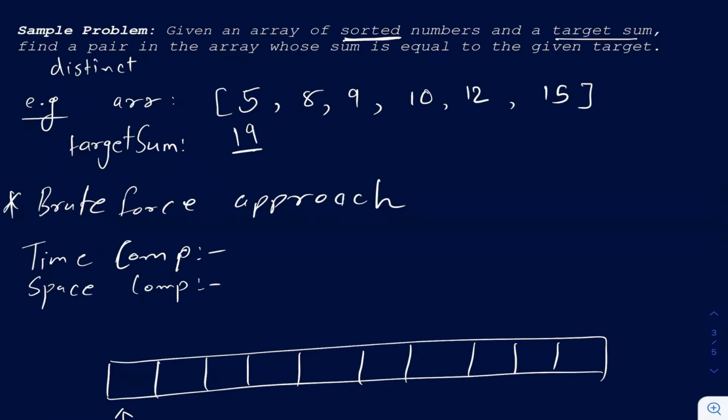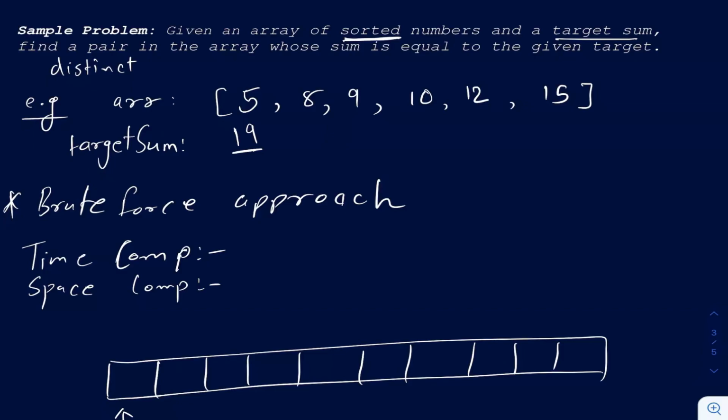So in the last couple of videos we were learning the two pointers pattern, and we were seeing this problem where we are given a sorted array and a target sum, and out of this sorted array we have to find distinct elements whose sum is equal to the target sum. So we saw three approaches for solving this problem.